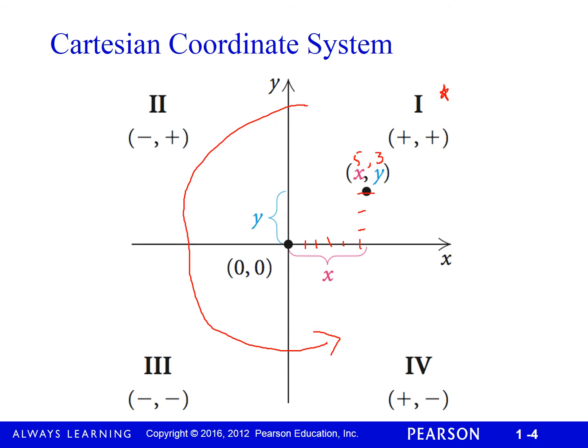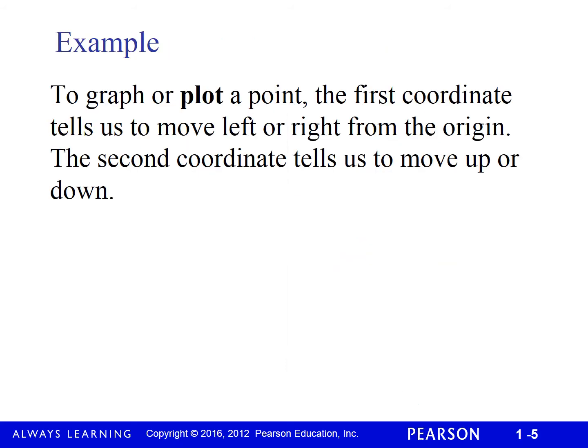Notice also the x-axis is always the horizontal axis. The y-axis is always the vertical axis. The x-coordinate of the point, the 5 in this case, is the first coordinate, and the y-coordinate of the point is the second coordinate. To graph or plot a point, the first coordinate tells us to move left or right from the origin, the point 0, 0. The second coordinate tells us to move up or down from there, from where we went, left or right.